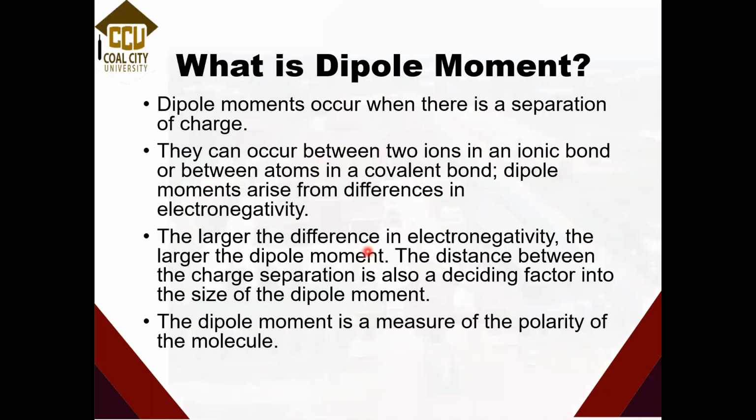Now, what is dipole moment? Dipole moment occurs when there is a separation of charge. Before we can say there's a dipole moment, we must have what we call a separation of charge. Another thing is they occur between two ions in an ionic bond or between atoms in a covalent bond. Dipole moment arises from electronegativity difference.